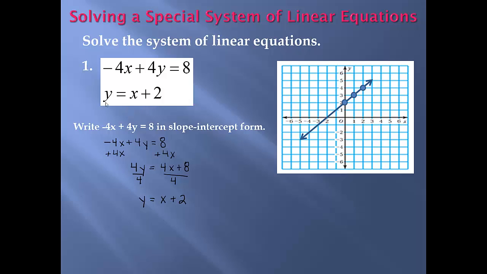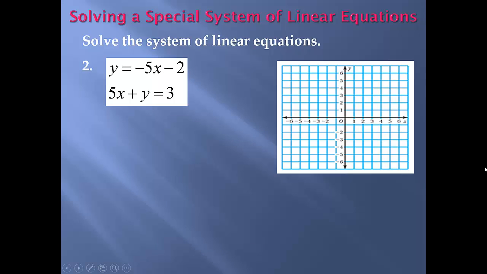Now let's look at our second equation. You will notice the second equation is exactly the same as the first equation when we solved it and put it in slope-intercept form. So the line for the second equation is going to be the exact same line. When our two equations are exactly the same, the solution is infinitely many solutions.